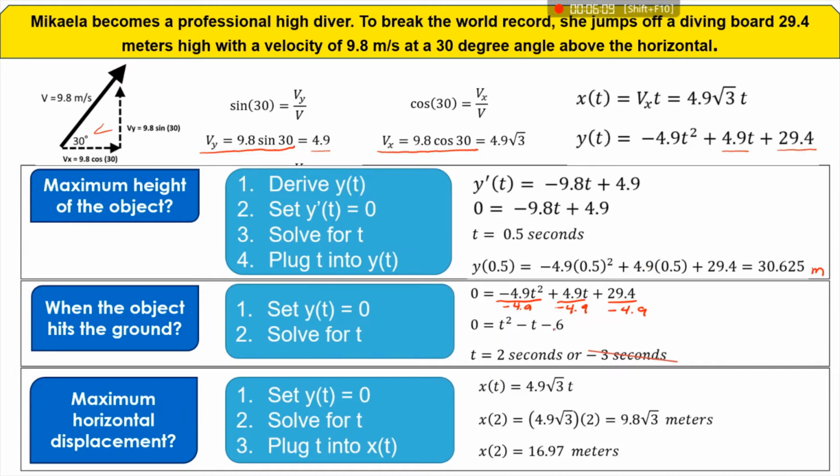29.4 divided by negative 4.9 is negative 6. 4.9 divided by negative 4.9 is negative 1. Negative 4.9 divided by negative 4.9 is 1. So I've got this, which does factor: t minus 3, t plus 2 equals 0. Therefore, t is 3 or negative 2.